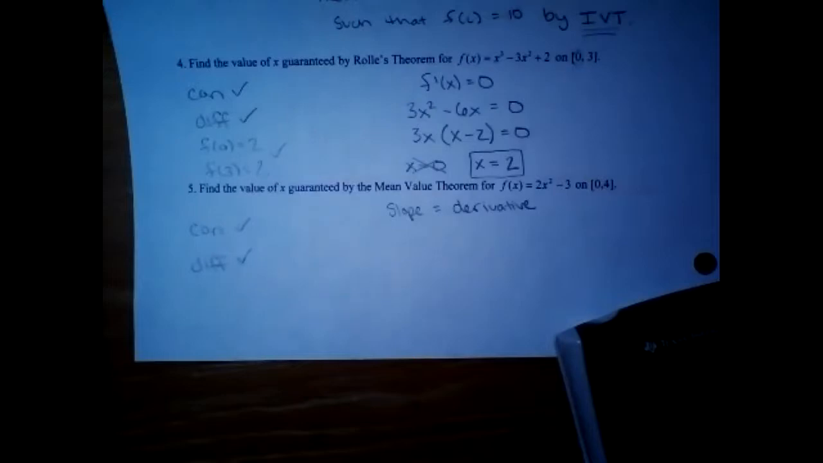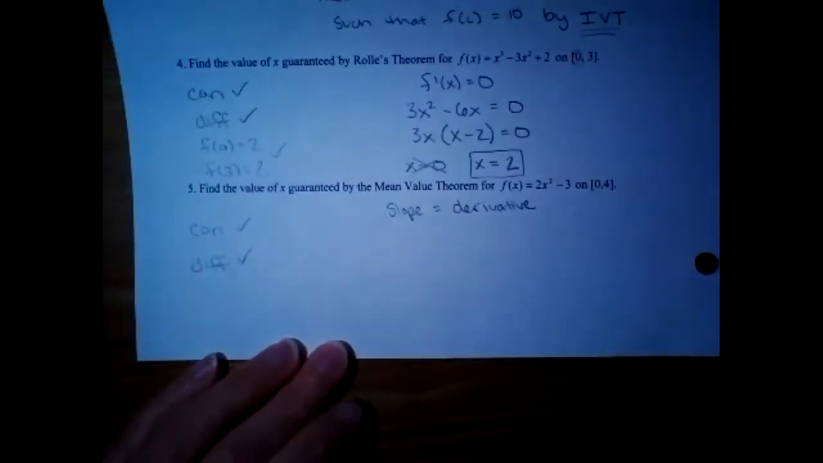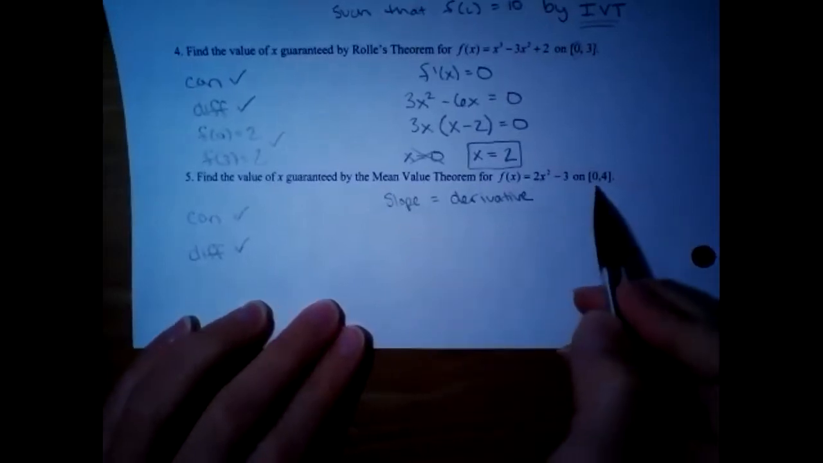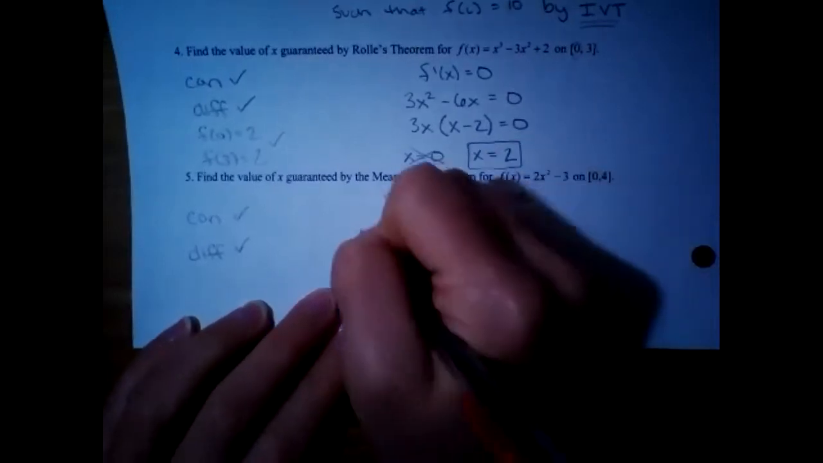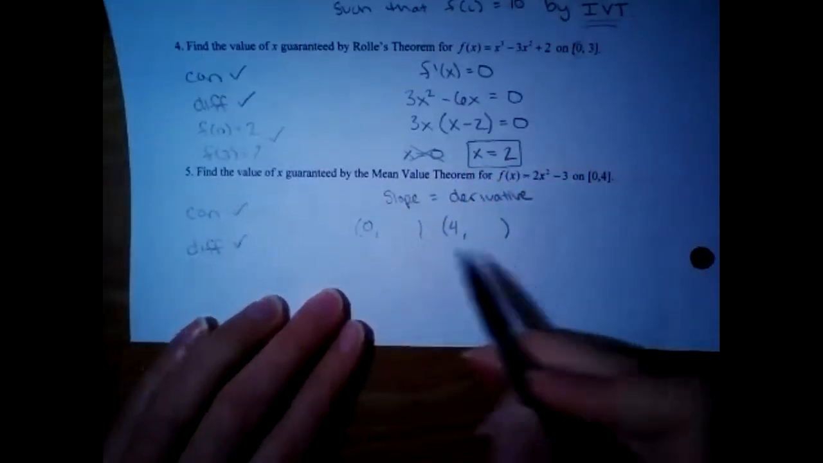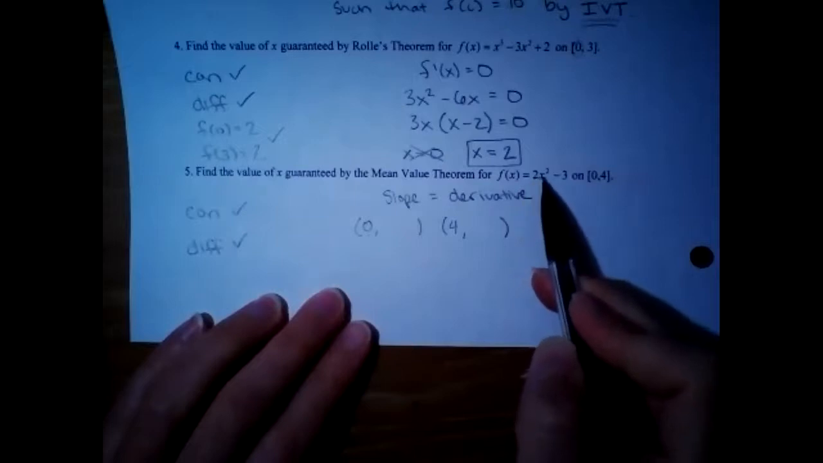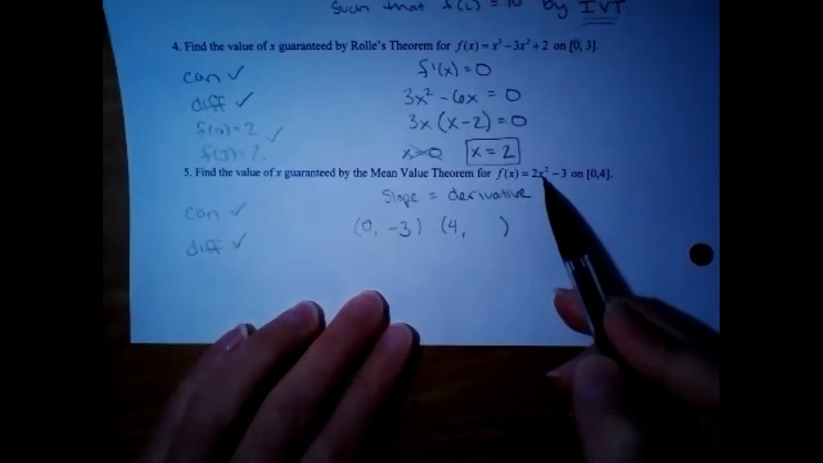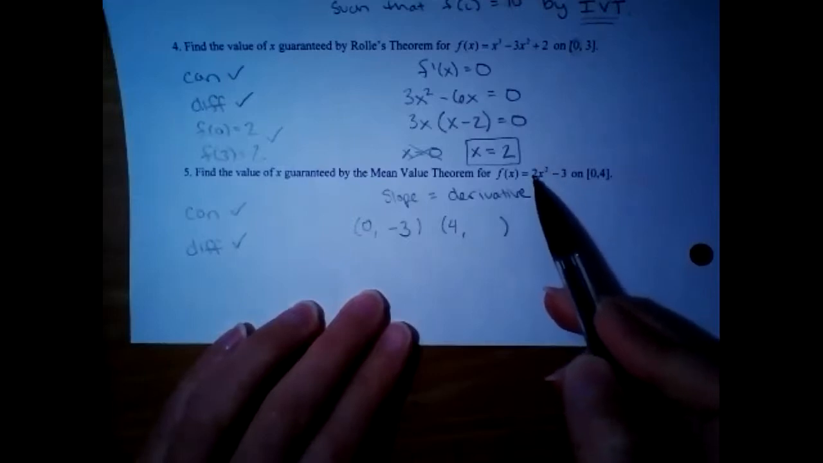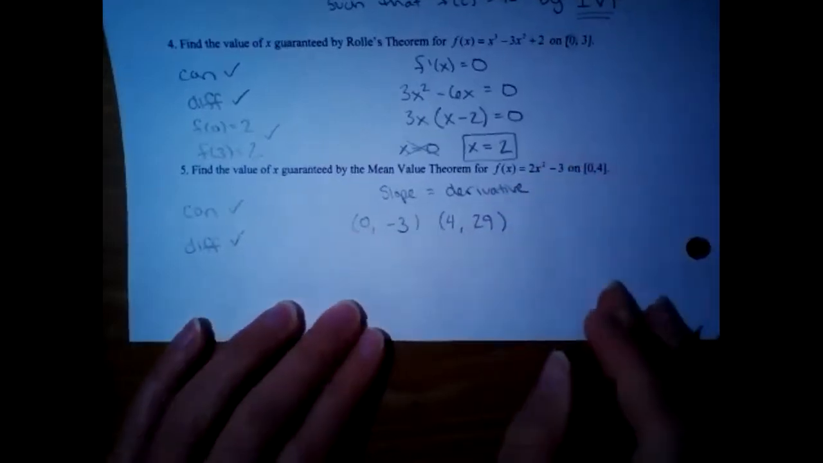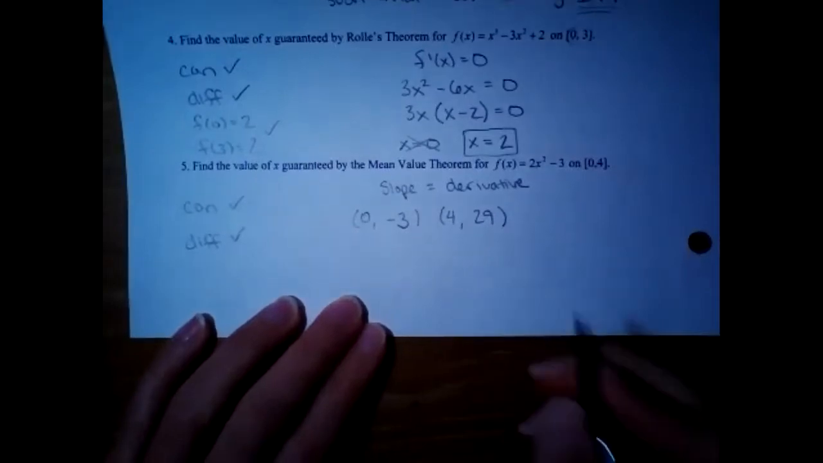All right, let me go ahead and go over this one, and you guys can check your work. So to get a slope, we're going to need 2 points. And so I'm going to plug in the 0 and the 4. So if we plug in 0, we're going to get -3. And if we plug in 4, let's see, 4 squared will be 16. Double that will be 32. And then -3 will be 29. So those are your 2 points, and we're going to get the slope.